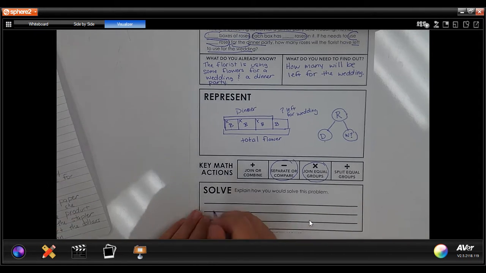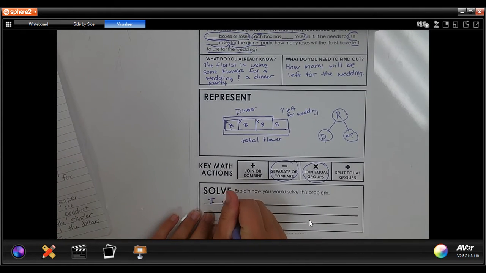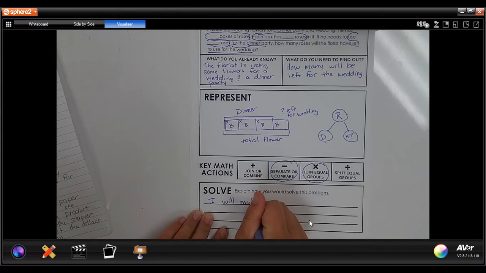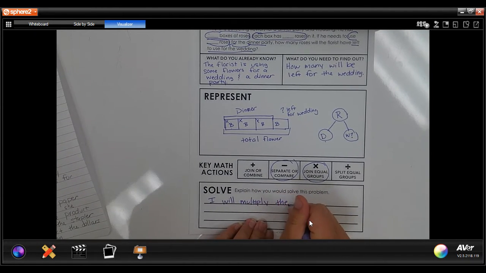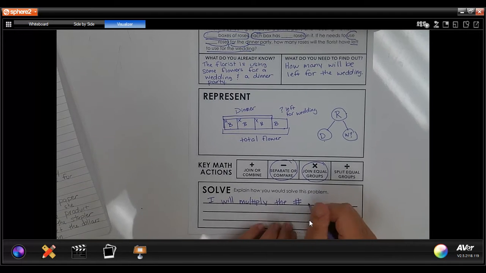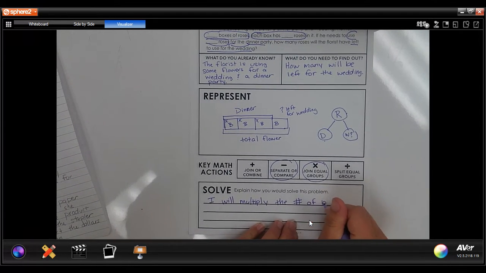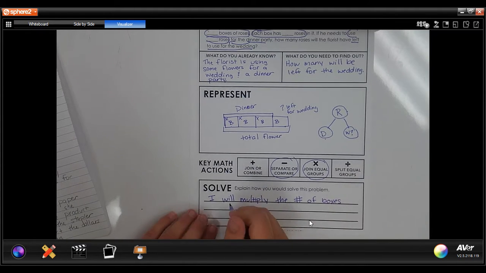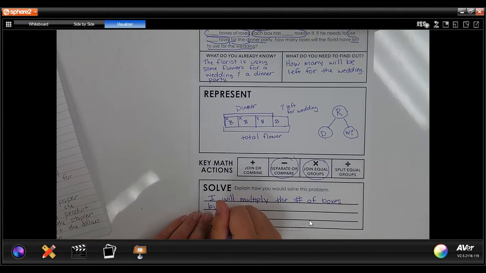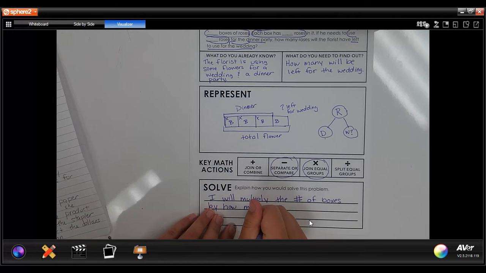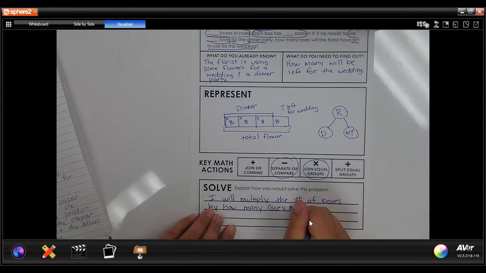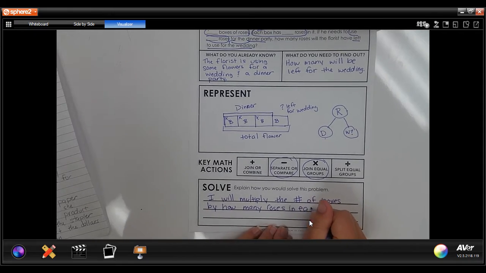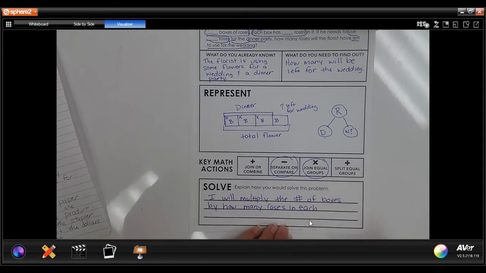So to solve this problem, I will multiply the number of boxes. I'm going to abbreviate number with the hashtag right there because that also means number, by how many in each. I could say how many roses in each, because the first thing I'm going to do is multiply.